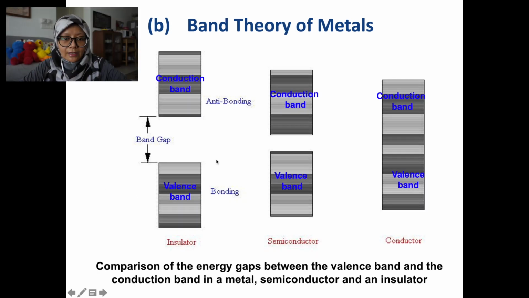So these are three diagrams that show you the insulator, semiconductor, and also conductor. As you can see, for the insulator we have a large band gap between the valence band and conduction band, and we have a small gap for the semiconductor, and we have no gap at all between the valence band and conduction band for the conductor.